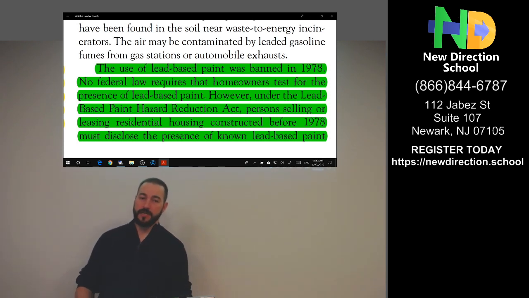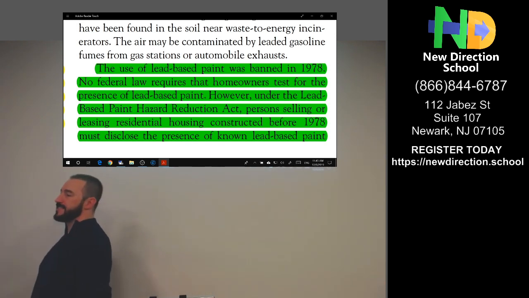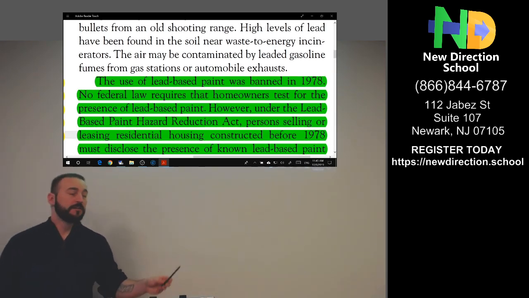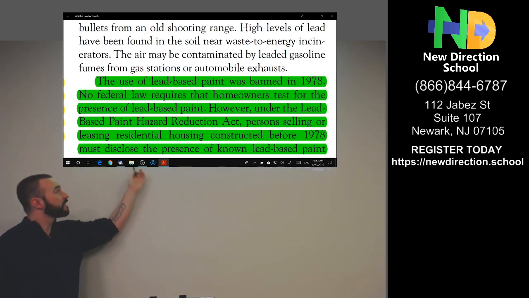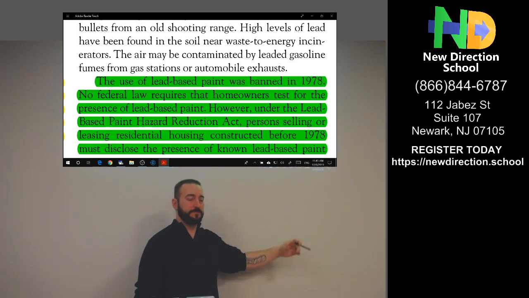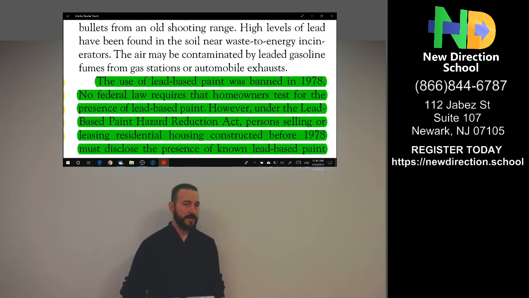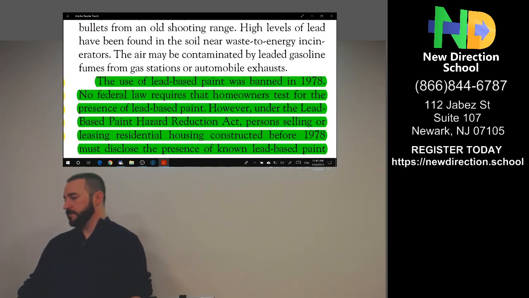You're not required to. But under the Lead-Based Paint Hazard Reduction Act, persons selling or leasing residential housing constructed before 1978, please underline, double underline, triple underline, put arrows, bubbles, stars, whatever you have to put, must disclose the presence of, circle, known lead-based paint. Sellers, landlords, you are not required to test for it, but if you know about it, you're required to disclose. You guys got it? Yes, no, maybe?